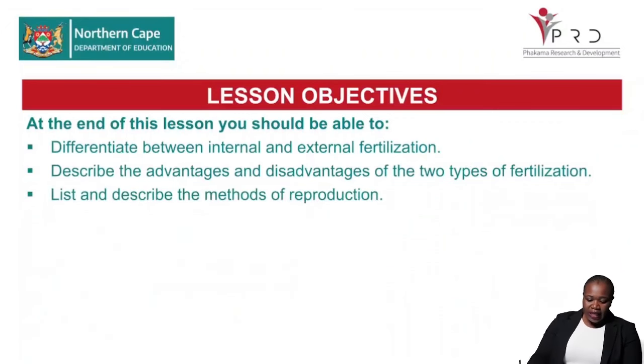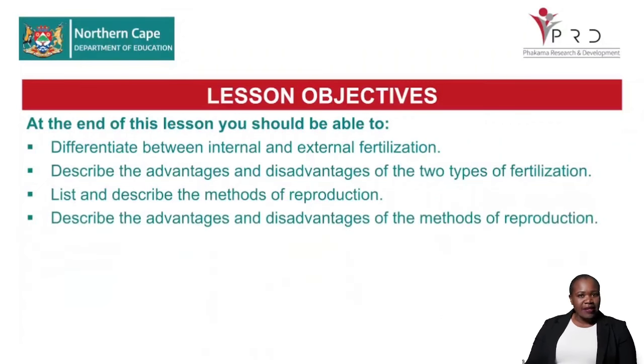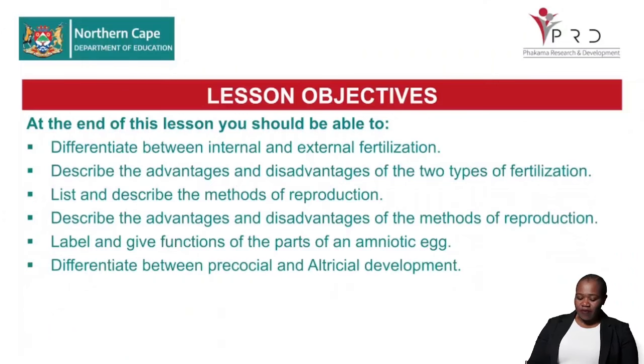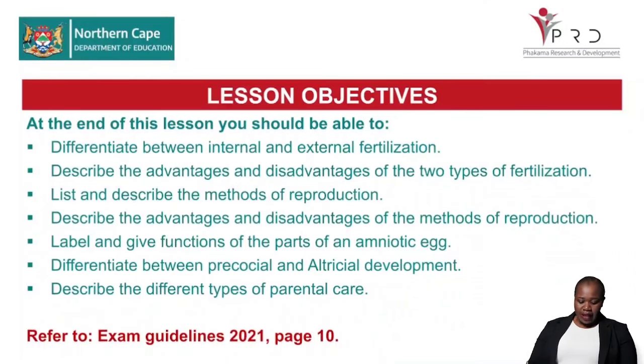And then the different types or methods of reproduction, we are going to look at that, as well as their advantages and disadvantages. You should be able to label and give functions of the parts of the amniotic egg. So we will be looking at the amniotic egg as well. Altricial and precocial development, you should be able to differentiate between those. And lastly, the different types of parental care.